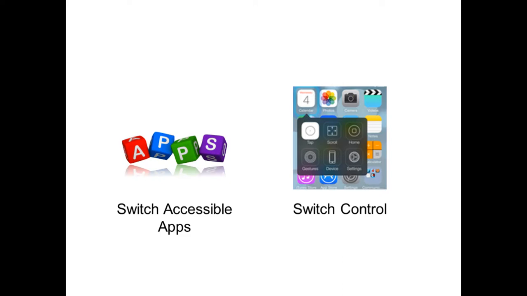However, what we're going to focus on today is switch control. That's a little bit different because that's the comprehensive switch access method. That's a built-in accessibility feature on iOS devices. So that means you can use it inside of apps that support this feature, but you can also use it on the home screen. You can use it in settings. You can use it anywhere in the operating system. So it's a lot more comprehensive than just the switch access that's built into individual apps.